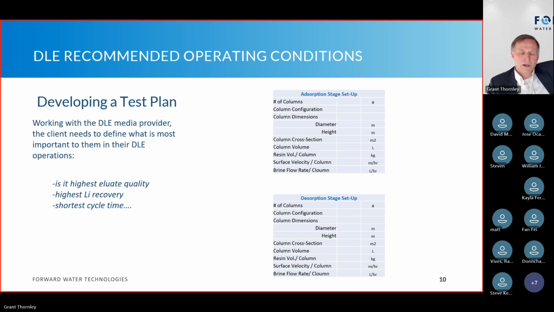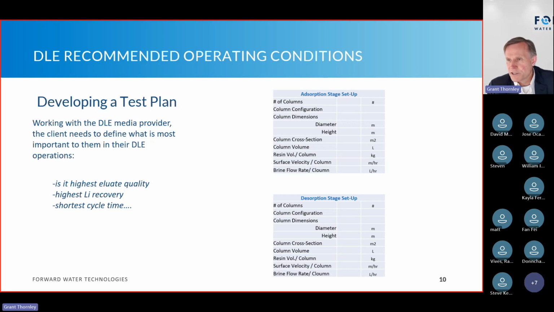I'll put 2 columns in series, and it improves the performance, because any breakthrough coming off of the first column, as you can guess, the tailings are going to be absorbed onto the second column. So your absorption rate is going to be very, very high. Now, that being said, one thing to stay conscious of is that when you do your testing, make sure it's consistent. Tell the DLE media provider, okay, I want 2 columns, I want them in series, or I want a single column.